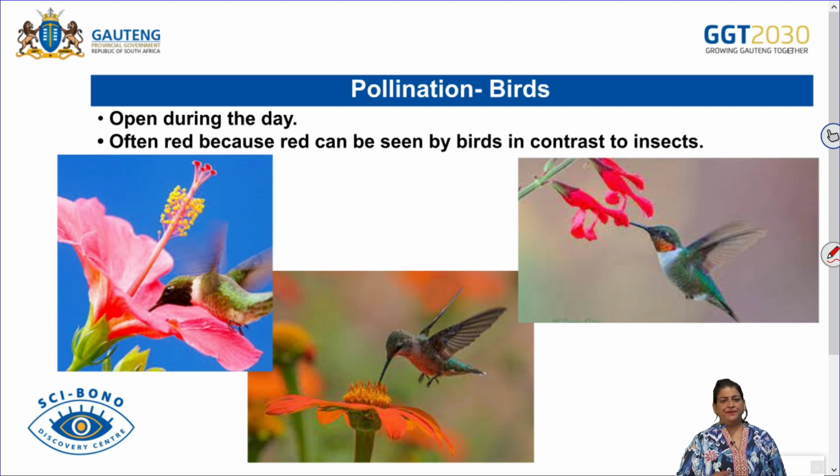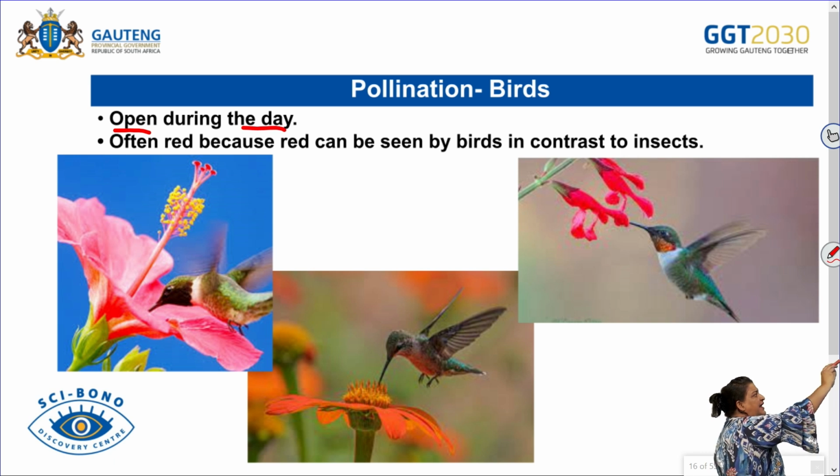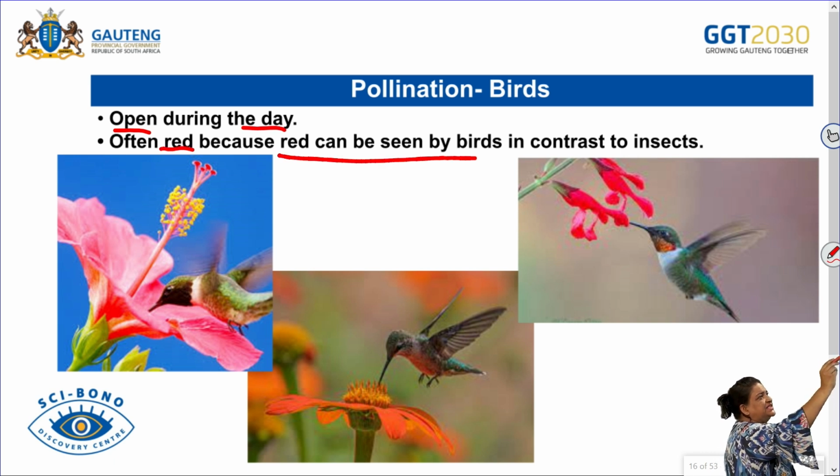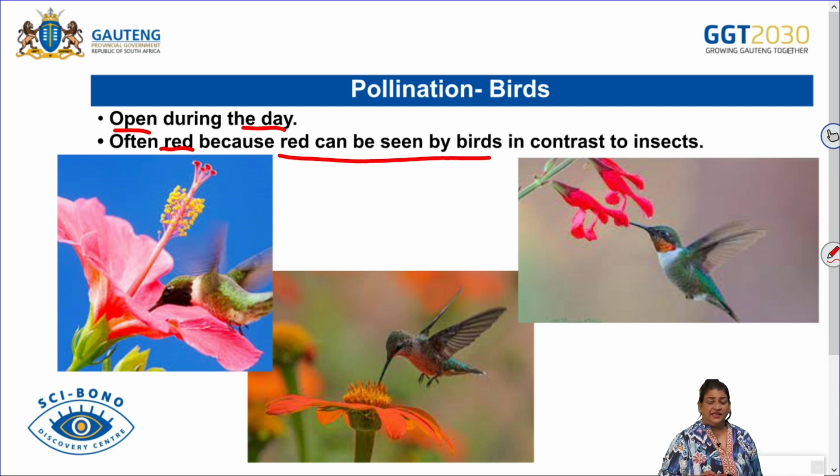Remember, bee and bird pollinated flowers are open during the day because birds, bees and butterflies are active during the day, and they need to be brightly colored and sweet smelling as well. So bird pollinated flowers are open during the day, and they are red because red can be seen by birds. Red is easily seen more by birds than by insects. Insects are normally attracted to orange and yellow. They're also attracted to red, but very bright red is attracted by the bird.